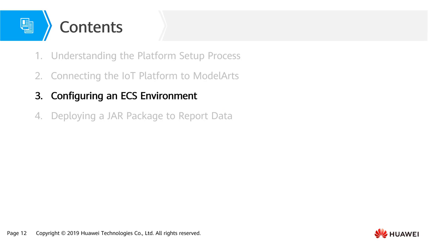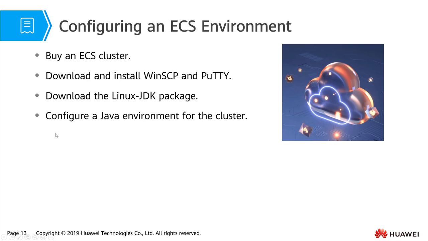Now, let's start the exercise of configuring an ECS environment. Configure the ECS environment in 4 steps by an ECS cluster. Install WinSCP and Putty on your PC for uploading the environment installation package from the local PC to the cluster and running related commands.